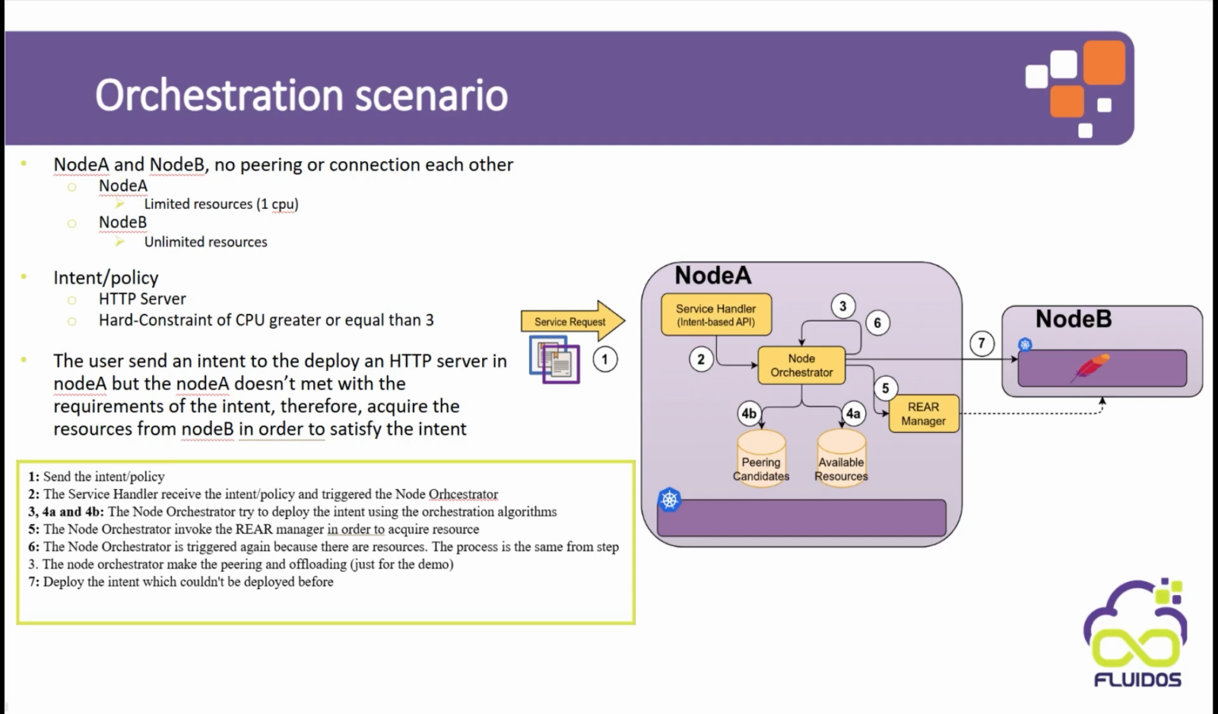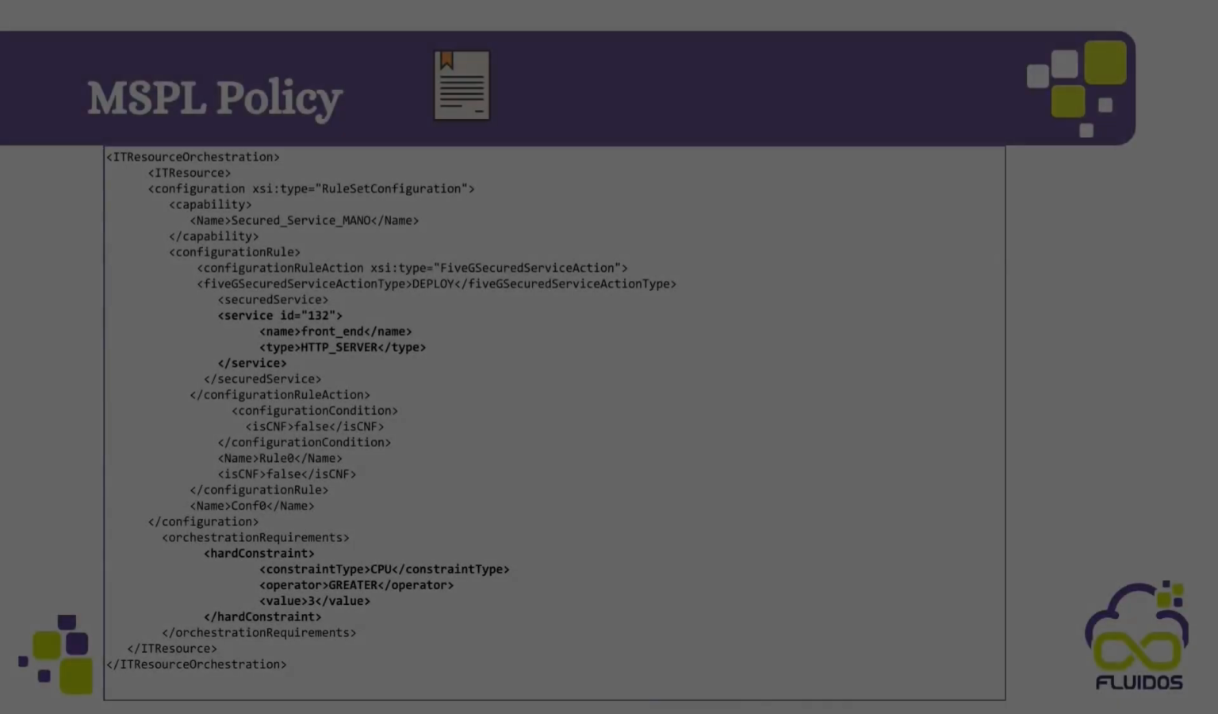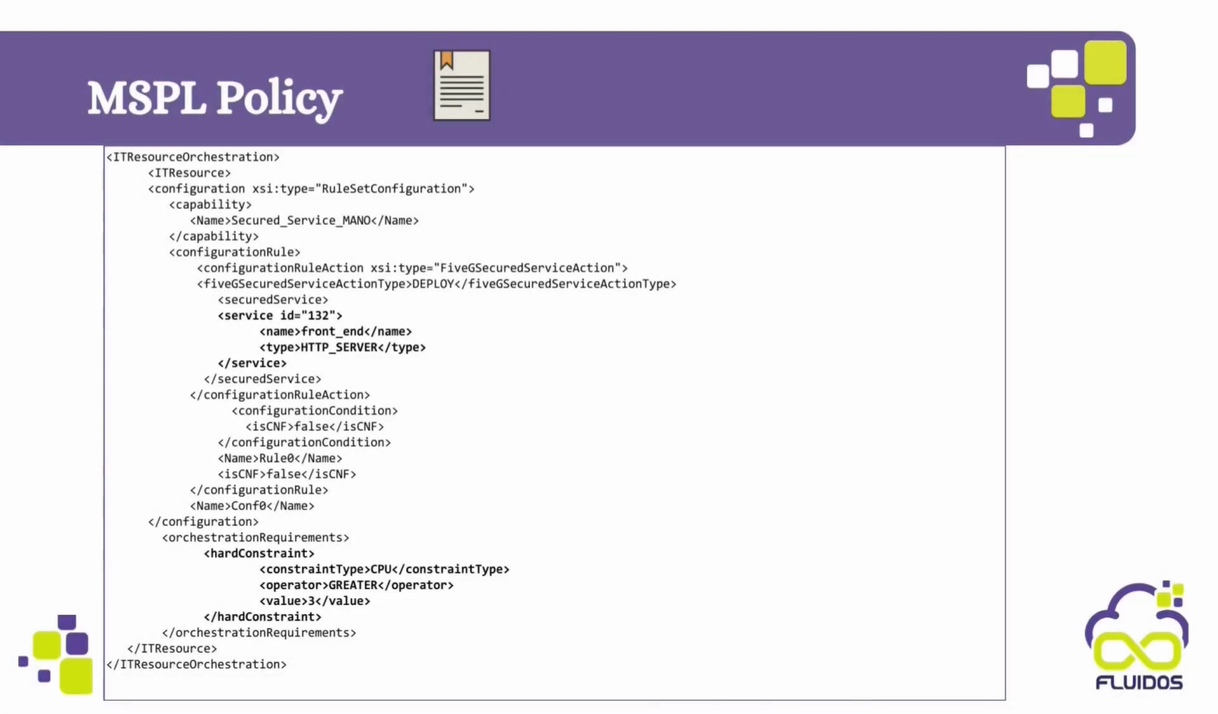So we will try to deploy the intent on node A, but node A doesn't meet the requirements. So we will try to acquire new resources using the rear manager. This is the policy we'll send using the service handler. Now we have the context of the scenario, we will see the demo.